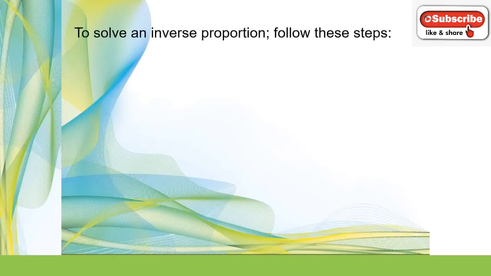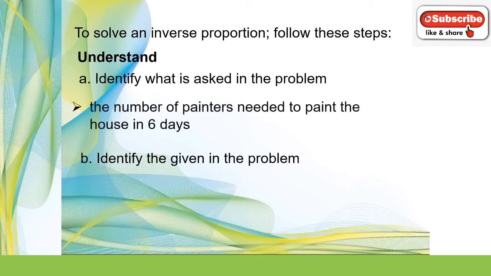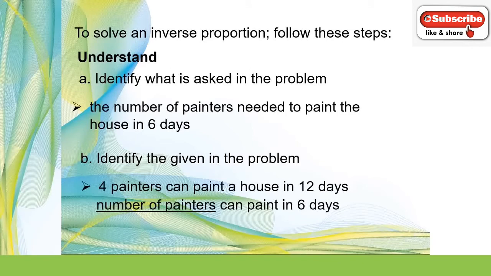To solve an inverse proportion, follow these steps. The first step is understand. To understand the problem, we need to identify what is asked and identify the given. So in the problem that I presented, we are asked to find the number of painters needed to paint the house in 6 days. In the given, we have 4 painters can paint a house in 12 days, and the number of painters can paint the house in 6 days.